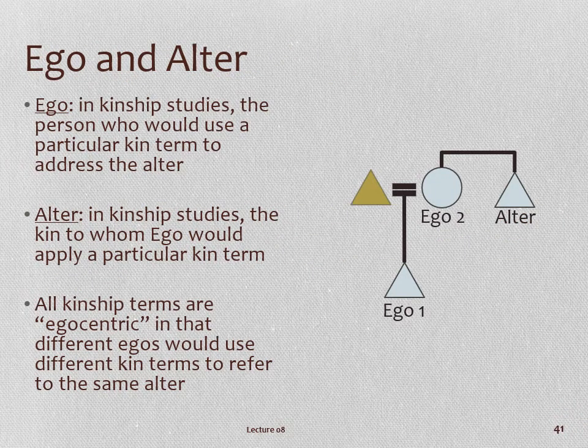To determine which kinship term is used, we trace a line from ego, the person who would use a given term to reference a kin, to the alter, the kin to whom a kin term would be applied. Kinship terms are egocentric because the identity of ego changes which term will be used. On this diagram, ego 1 would address alter as uncle, but ego 2 would address that same person as brother.